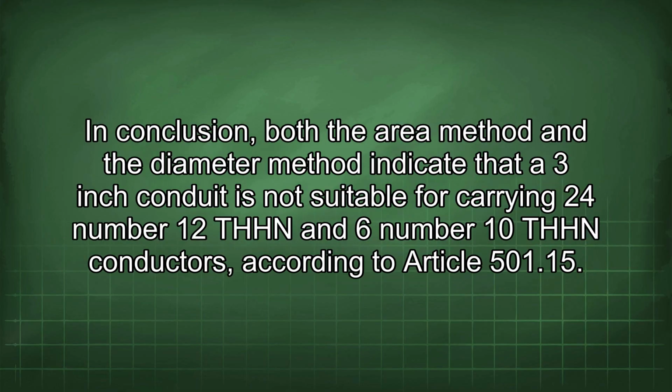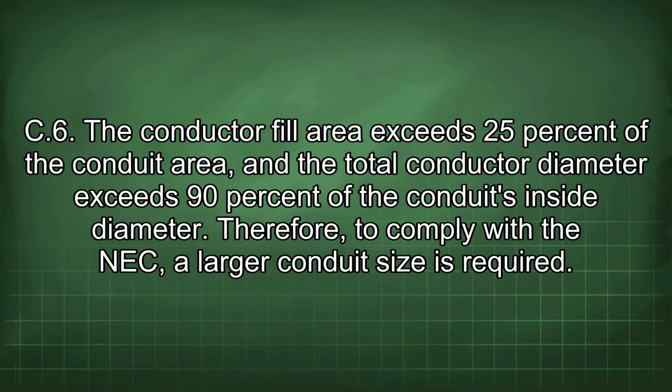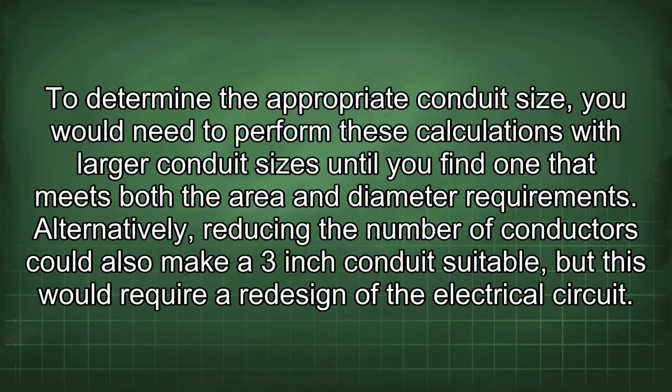In conclusion, both the area method and the diameter method indicate that a 3-inch conduit is not suitable for carrying 24 number 12 THHN and 6 number 10 THHN conductors, according to Article 501.15 C6. The conductor fill area exceeds 25% of the conduit area, and the total conductor diameter exceeds 90% of the conduit's inside diameter. Therefore, to comply with the NEC, a larger conduit size is required. To determine the appropriate conduit size, you would need to perform these calculations with larger conduit sizes until you find one that meets both the area and diameter requirements.